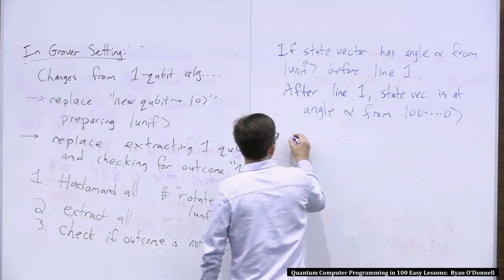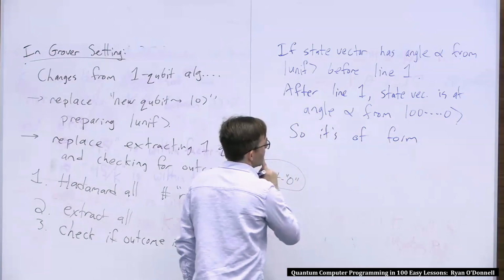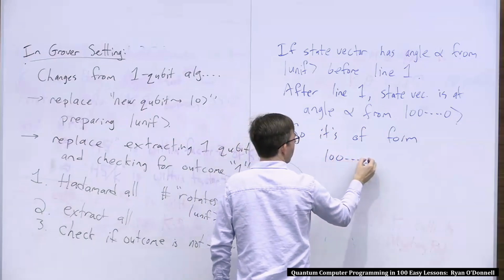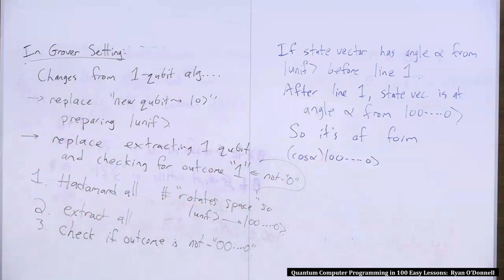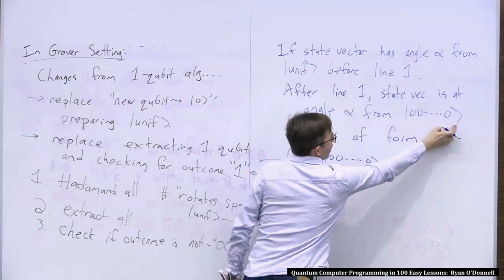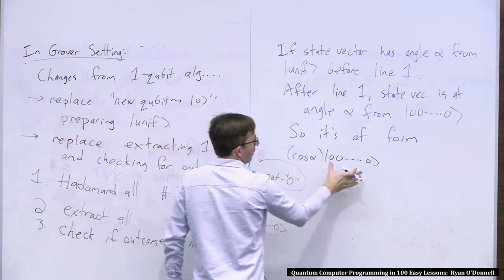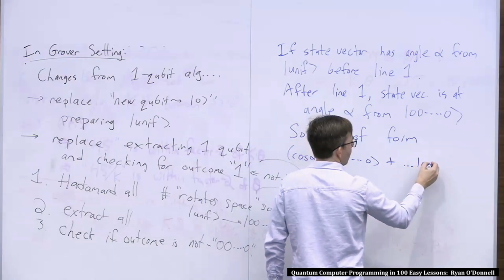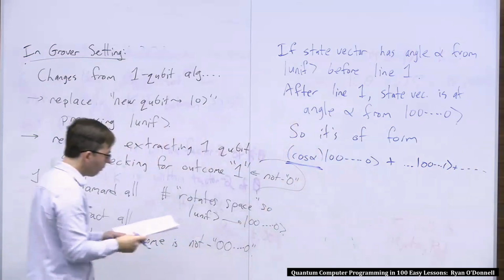And what does that mean? What does a state look like if its angle is alpha from all zeros? Well, it's got some amplitude on all zeros, and that has to be cos alpha, because to be at angle alpha means your inner product, your dot product, with this vector is cosine alpha. So the dot product of the state vector with all zeros should be cosine alpha, plus some other amplitudes on other basis states. But the point is you have this amplitude on all zeros.